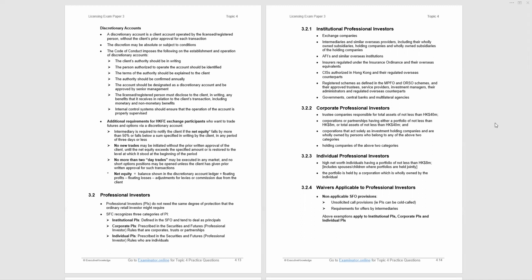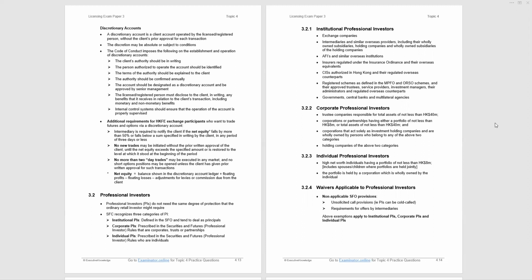The net equity, let's look at the asterisked point at the bottom, is the balance shown in discretionary account ledger plus floating profits minus floating losses minus adjustments for levies or commission due from the client. Okay, are you going to get examined on what net equity represents? Highly unlikely, but you may be examined on the fact that if the net equity falls by more than 50%, you got to notify the client.